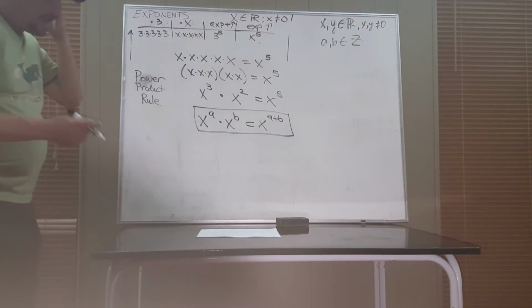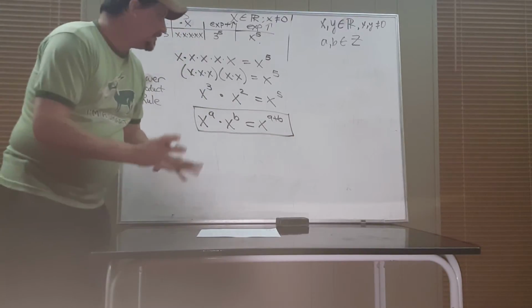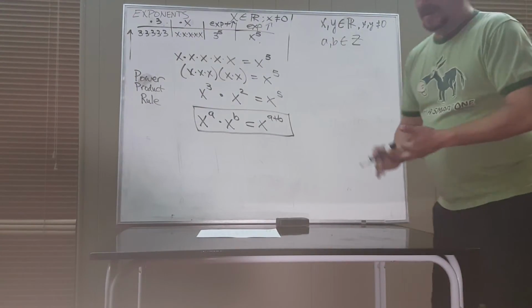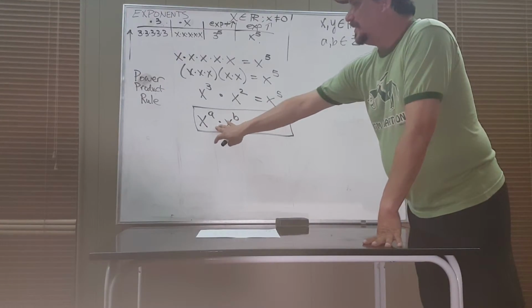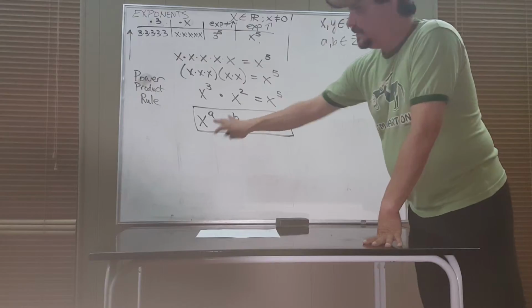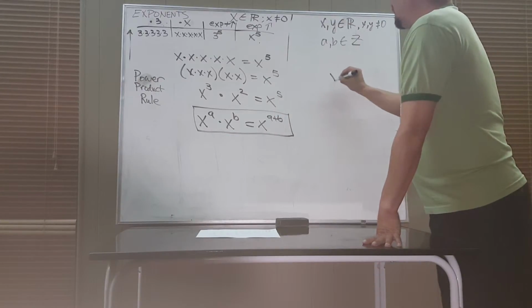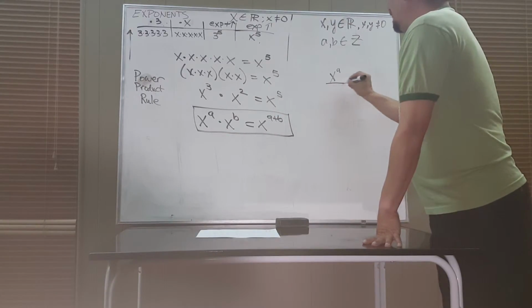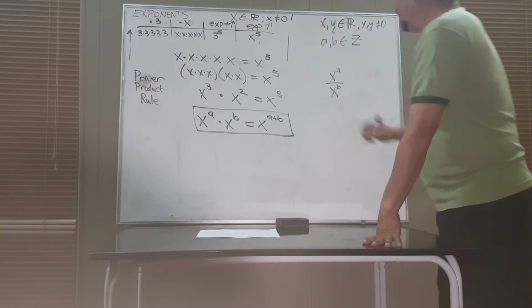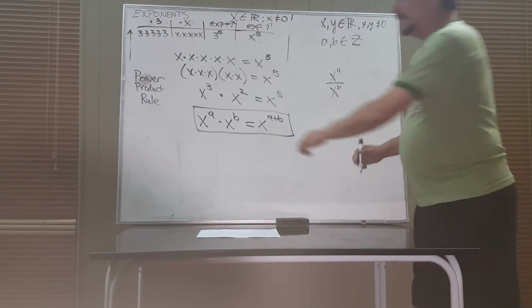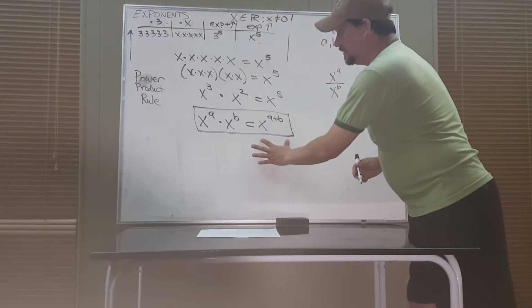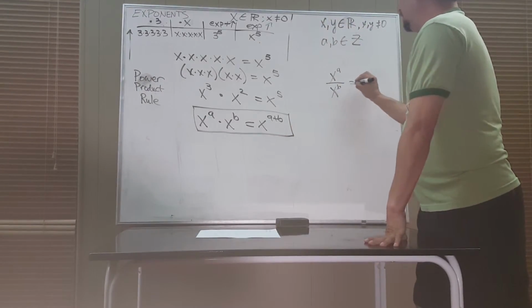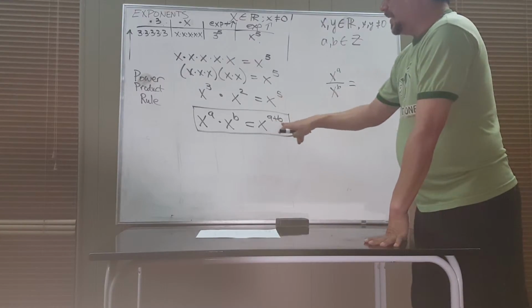Now, I want you to think back to the first lecture where we talked about addition and subtraction, multiplication and division. Here we're multiplying. What is the inverse of multiplication? Division. So what if I have x to the a divided by x to the b? Okay. Well, if I do the inverse of this side, I do the inverse of this side as well in most cases. In this case, it does work, and we're going to prove it. This would be x to the a minus b, right?